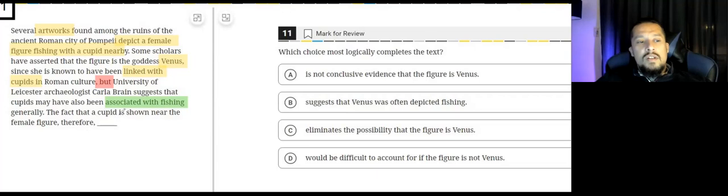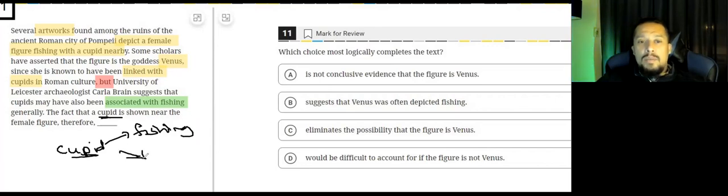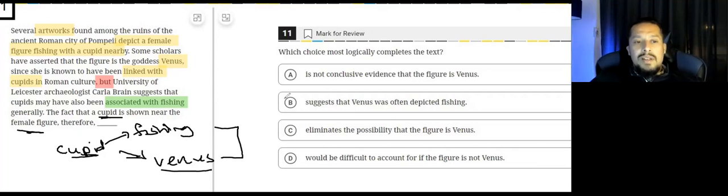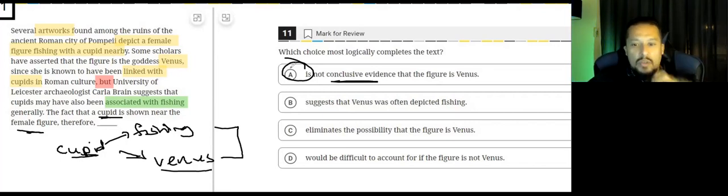So the focus here is about Cupid. And so Cupid is found with or is related to fishing, and also Cupid is related to Venus. It's related to both of these. So the Cupid near the female figure, well, it doesn't mean that female figure is Venus. It is not conclusive evidence. Pay attention to the wording. So conclusive evidence means something that is 100%.